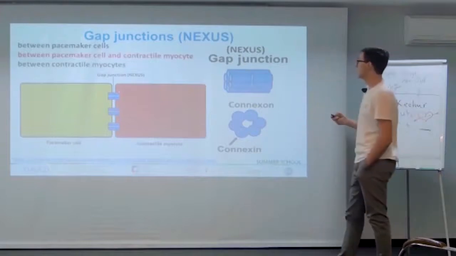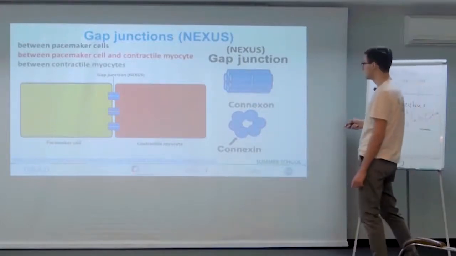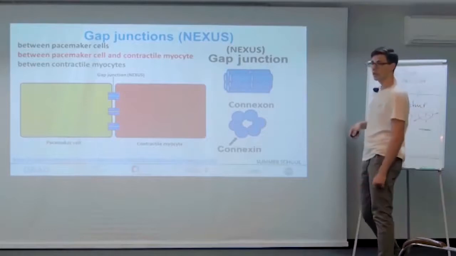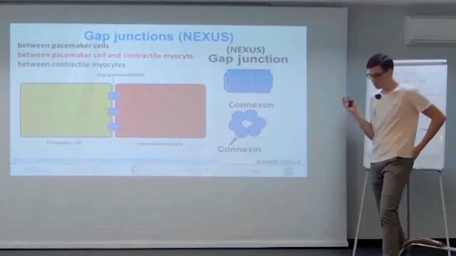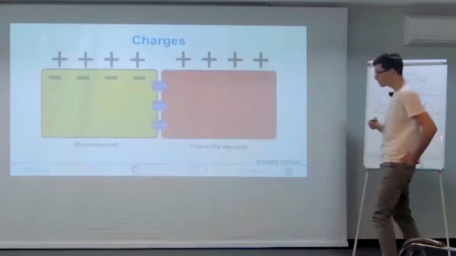So where do we have them? We have them between the pacemaker cells, between two pacemaker cells, between a pacemaker cell and a contractile myocyte, which is going to be crucial for the spreading of action potential, and between the contractile myocytes.